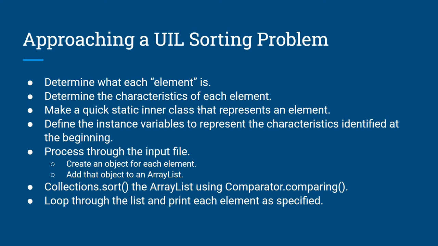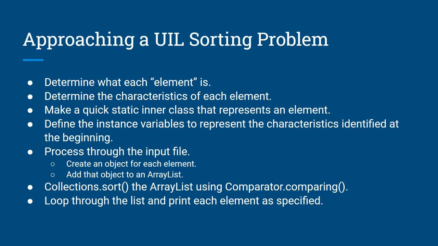Either way, you're defining a class, you know what the element is, and you know what the characteristics of each element are. The characteristics are equivalent to the instance variables within that class. So you're basically going to define the instance variables to represent the characteristics identified at the beginning. So pretty easy so far, you're just defining the custom class there. Once you do that, all you have to do is process through the input file, go through each line.